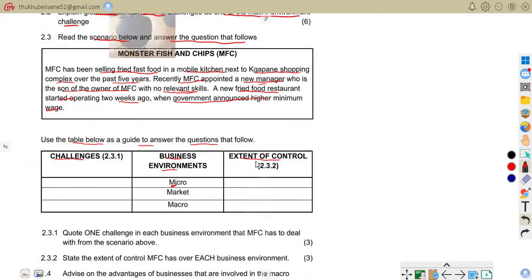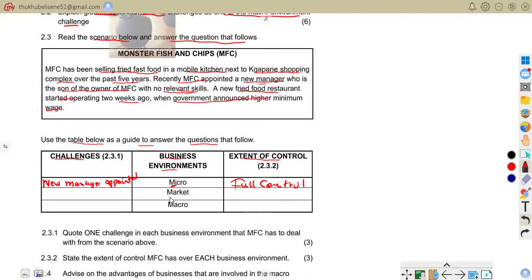Now, what is the extent of control of this? That is full control, because it is within the business. So the business has full control of that and can change it. The challenge here is that a new manager was appointed without the skills. That is that.